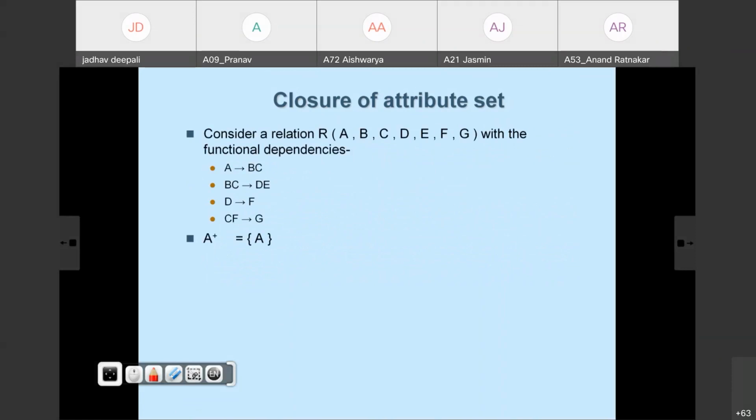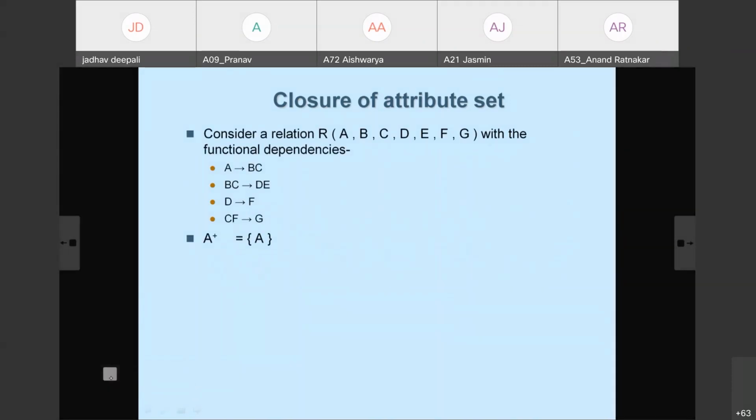Suppose we have a relation given here. Consider a relation R(A, B, C, D, E, F, G) with the functional dependencies A tends to BC, BC tends to DE, D tends to F, CF tends to G. And we have to find out A closure. So A first comes into the result. Now look at the functional dependencies. Any attribute that is determined from A, we can add into the result. So B and C are determined from A.